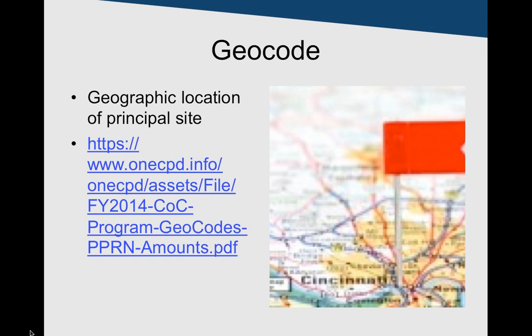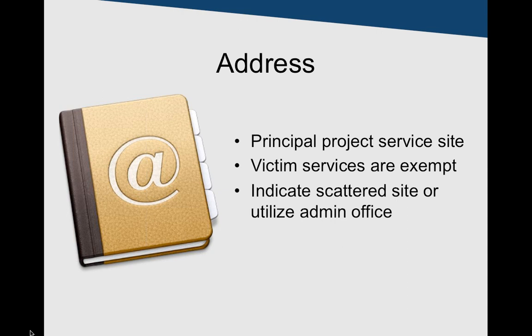Geocodes. The geocode is associated with the geographic location of the principal project service site. Geocodes must be updated annually. Scattered site housing projects should record the geocode where the majority of the beds are located, or where most beds are located as of the inventory update. A list of the geocodes can be found at the link that you can see on this slide.